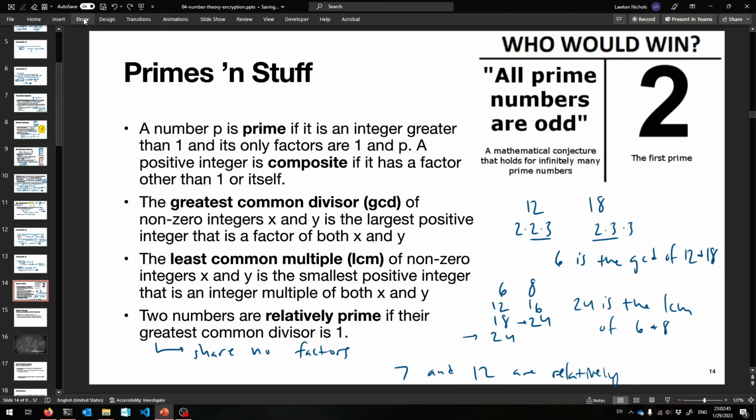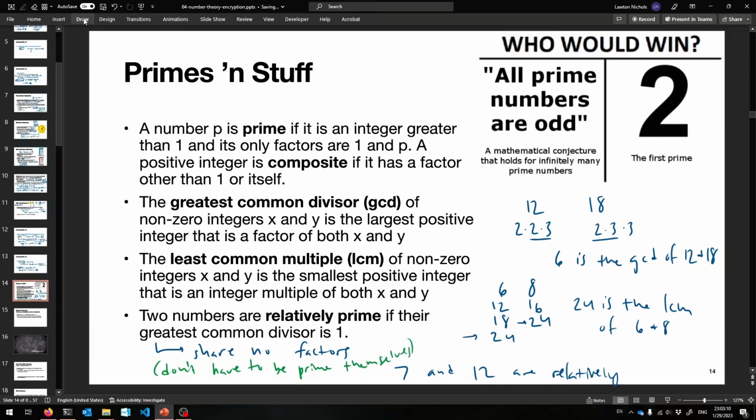How do I want to say that? Relatively prime numbers do not have to themselves be prime. I hope that makes sense.